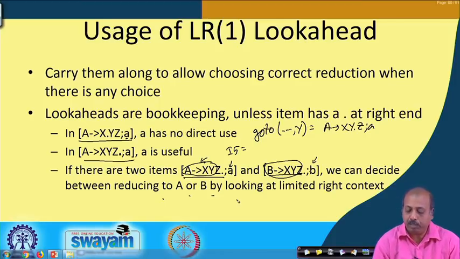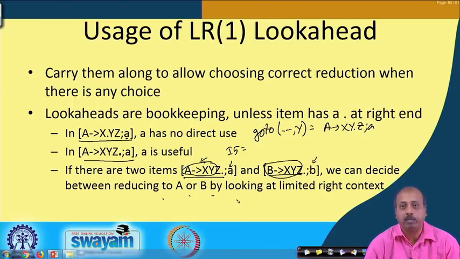If the follow sets of A and B are totally disjoint from each other, then of course it would have been an SLR grammar. But if the follow sets of A and B are not disjoint, then this grammar will not be an SLR grammar, but if the look ahead tokens are different, then this grammar is definitely an LR1 grammar. This way the look ahead tokens can be utilized for resolving reduce conflicts between a number of rules.